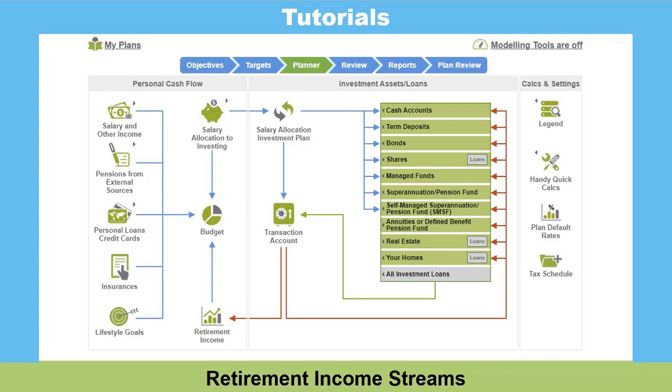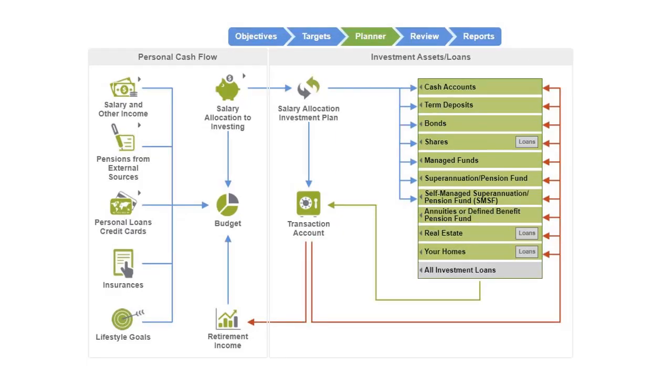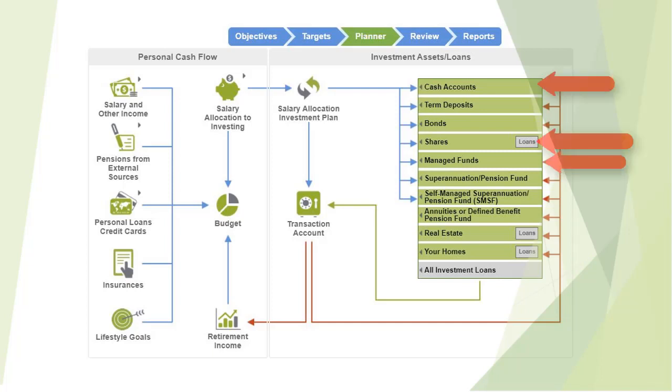Financial Mappers is designed to let you complete detailed planning of income streams in retirement. For each liquid type asset, you can nominate the year in which you wish to commence a drawdown and over how many years you wish to allow that asset to last. These assets are cash, shares and managed funds.